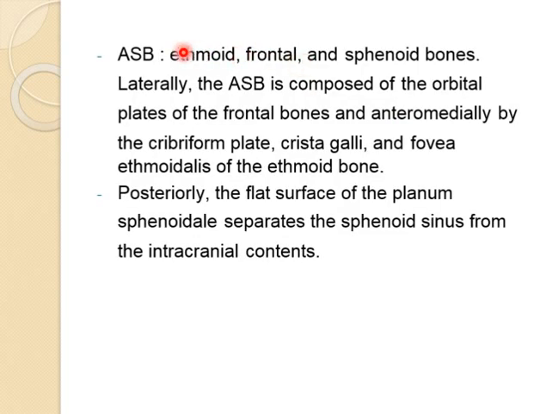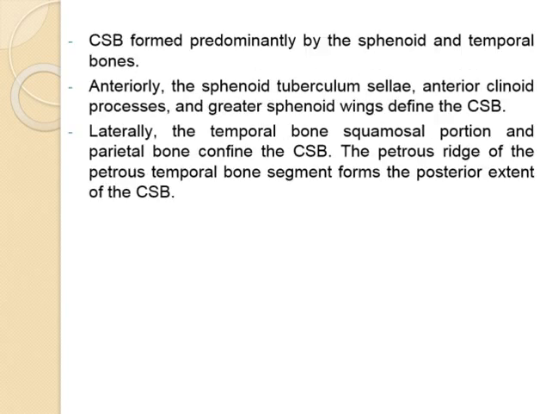The anterior skull base is formed from the ethmoid, frontal, and sphenoid bones, laterally composed of the orbital plates of the frontal bone and anteromedially by the cribriform plate, crista galli, and fovea ethmoidalis of the ethmoid bone. Posteriorly, it is related to the flat surface of the planum sphenoidale. It separates the sphenoid sinus from the intracranial content.